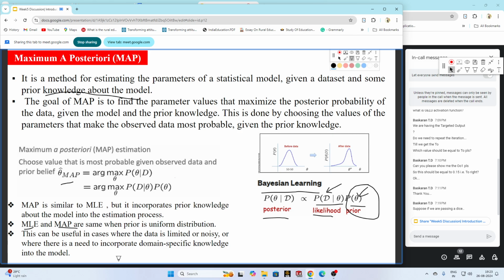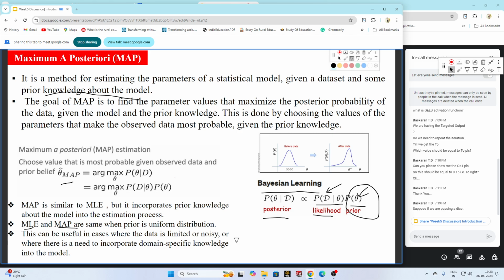This can be useful in cases where data is limited or noisy. MAP is useful where we have limited knowledge, so we need some prior information. Also, if data is noisy, in that case also we can use it. Or where there is a need to incorporate domain specific knowledge into the model, meaning we need to know something before our data. In that case also MAP is used. So this is about MAP and MLE.